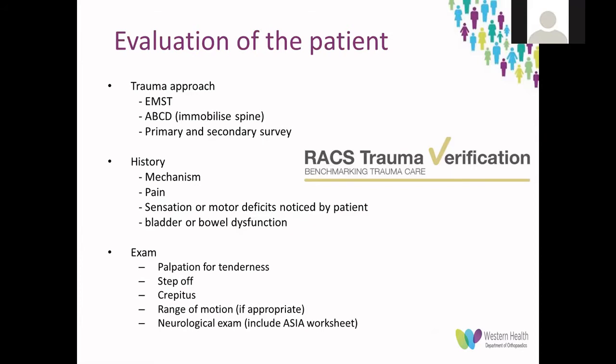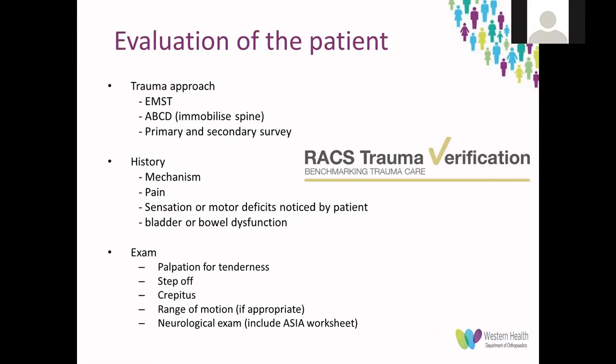So the history, the mechanism, is particularly important, working out what types of injuries could have been caused. The pain, location of pain, where the pain is, and radiation of the pain, sensation or motor deficits that have been noted by the patient, including whether they ambulated after the injury, and bowel or bladder dysfunction.